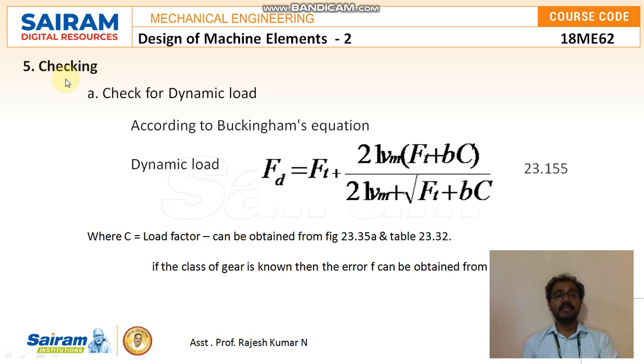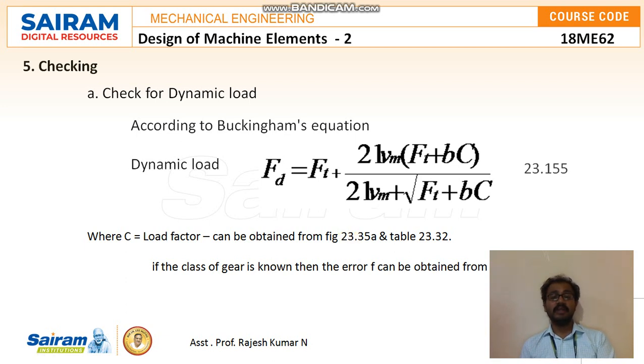After finding all these values, we need to check whether the dimensions we found are correct or not. We check the dynamic load according to the Buckingham equation. The dynamic load formula is Fd equal to Ft plus 2 LVM into Ft plus BC divided by 2 LVM plus square root of Ft plus BC, which is available in the design data handbook, equation number 23.155, where C is the load factor, which can be obtained from table 23.32 and the figure available in the data handbook, 23.35a.